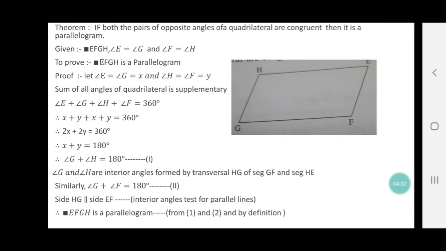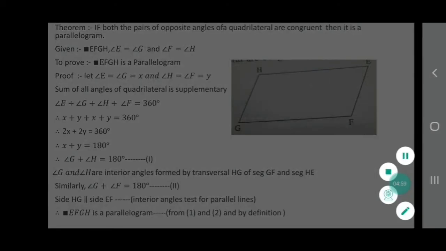EFGH is a parallelogram. EFGH is a quadrilateral in which opposite angles are equal, that is angle E is equal to angle G and angle F is equal to angle H. We have to prove that quadrilateral EFGH is a parallelogram.